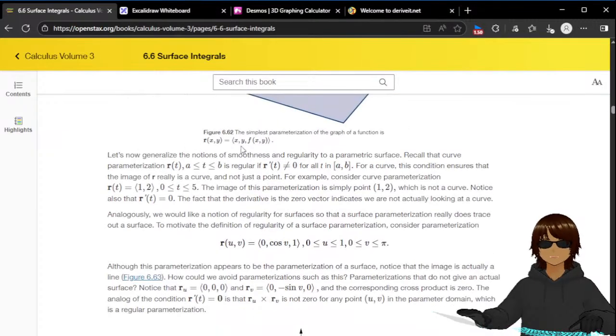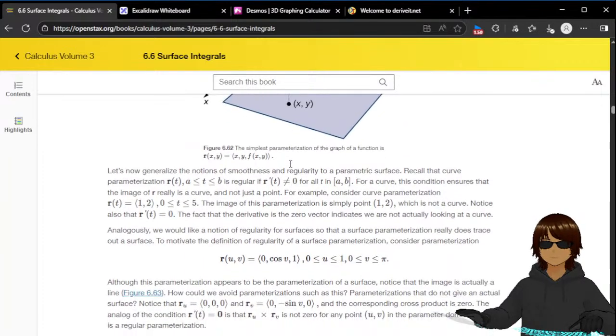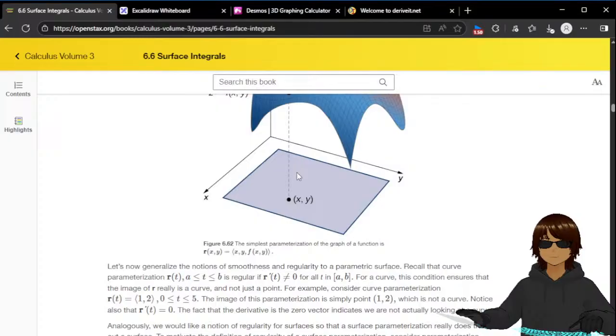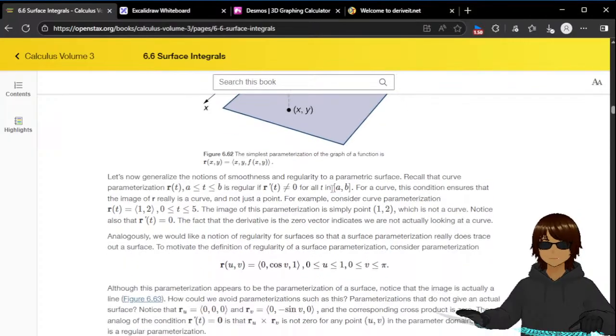Let's now generalize these notions of smoothness and regularity to the parametric surface. We call that a curve parameterization r(t), for a less than or equal to t less than or equal to b, is regular if r'(t) is not equal to 0. The derivative is not equal to 0 for all t.